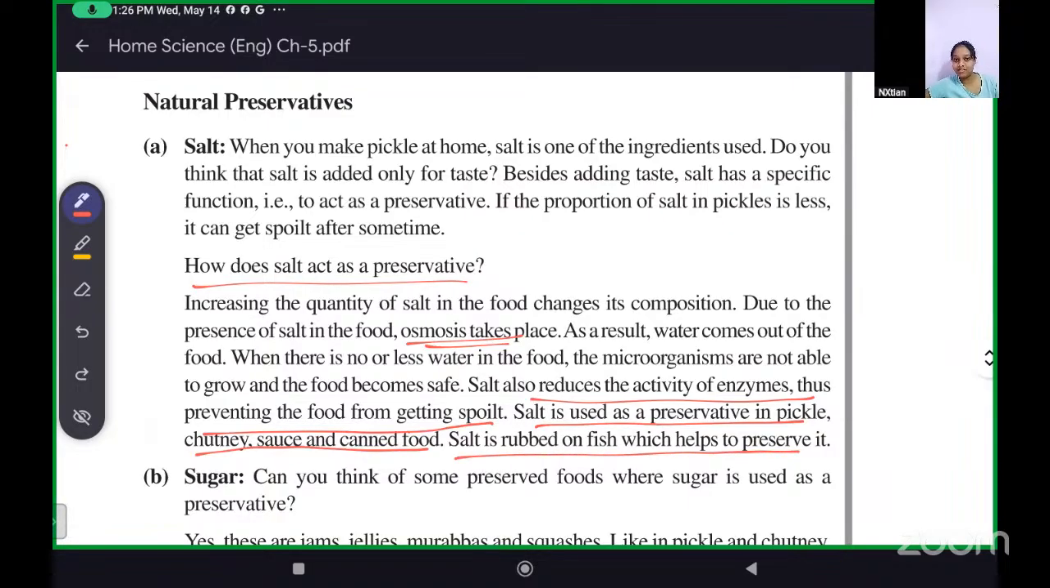Have you seen, before we preserve fish, before we put it in the freezer, we slice it and apply salt on it nicely, and then we put it in the freezer. We use that because it gives a good flavor. Also, it helps in the preservation.